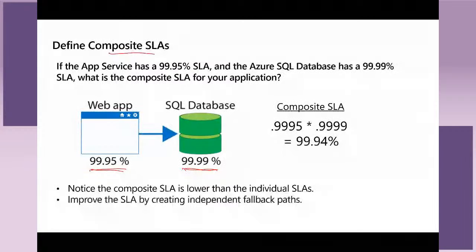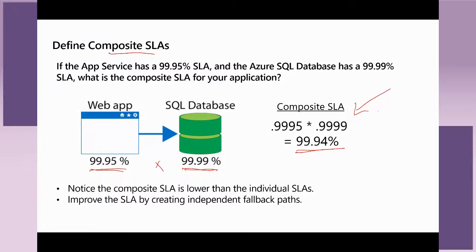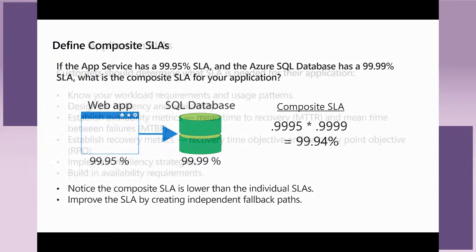So wherein we say, for these two, it is 99.95 percentage into 99.99 percentage. So here the composite SLA comes to 99.94%. Okay, which is actually lower than the web app individual service, and lower than the SLA of the SQL database also. Okay, so give a little bit of care for this, because from an exam perspective, you may have to calculate your composite SLAs. So this is something that is important.